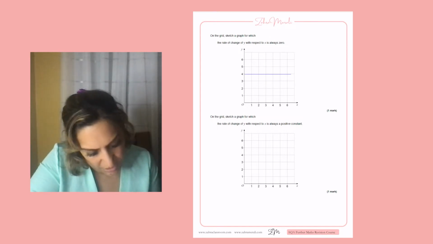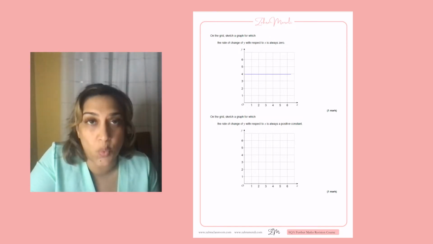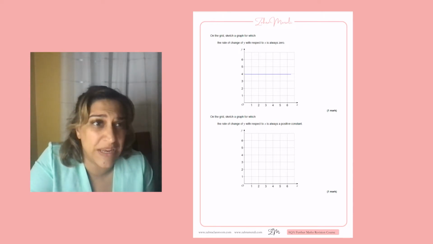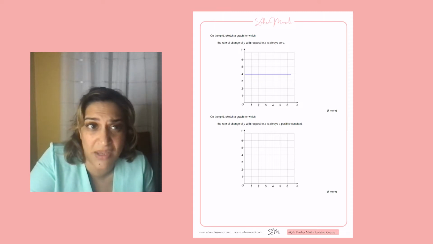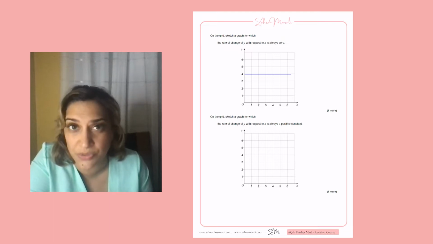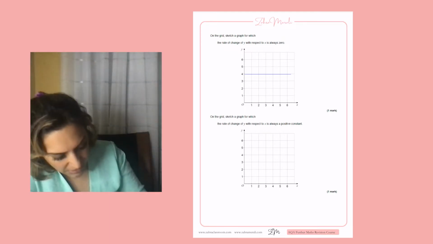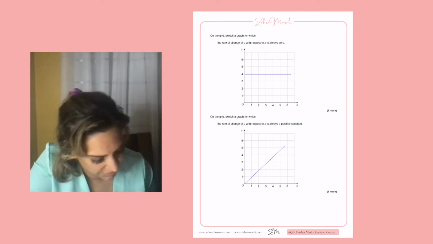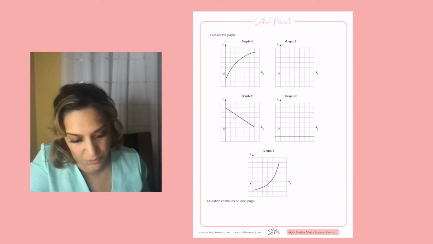It says on the graph, the rate of change is always positive. So here, what we need is a straight line with a positive gradient. And it doesn't matter, it doesn't need to go through 0, 0. We're not talking about directly proportional. It just needs to be a positive straight line. Might as well do it through 0, 0, but there's no reason to.